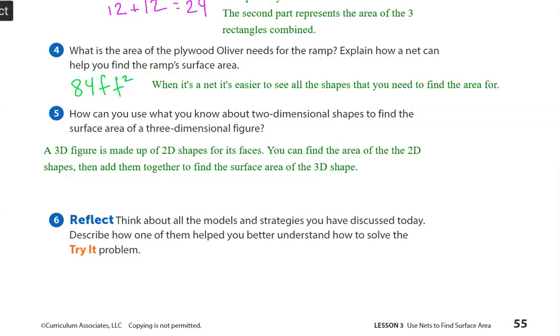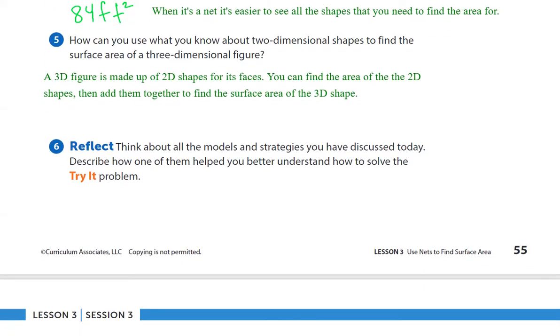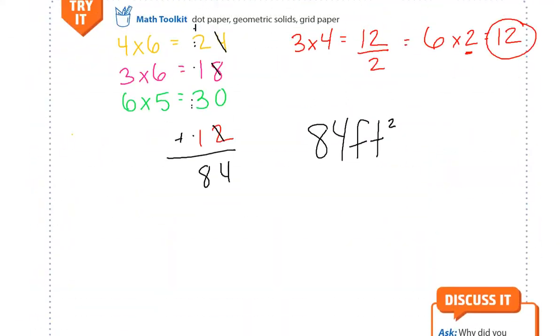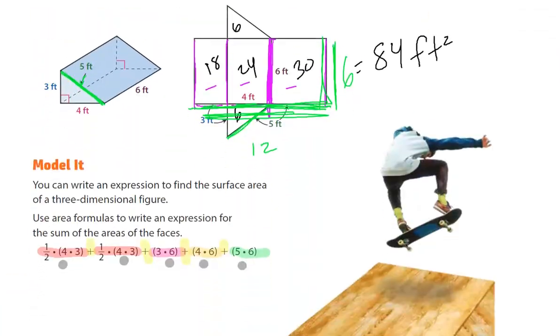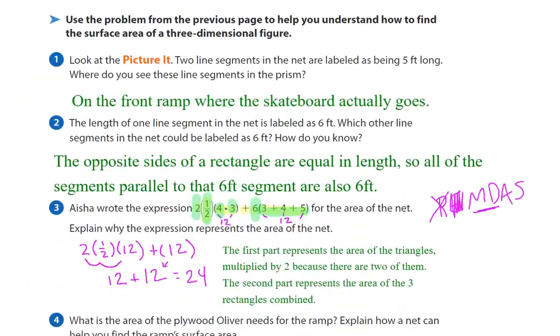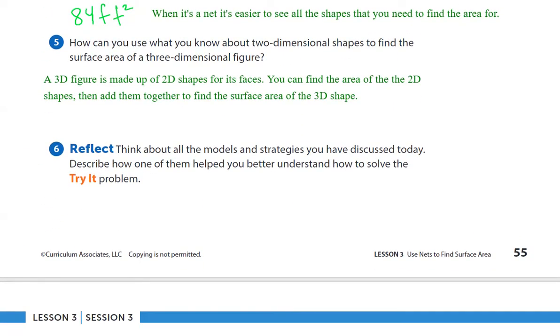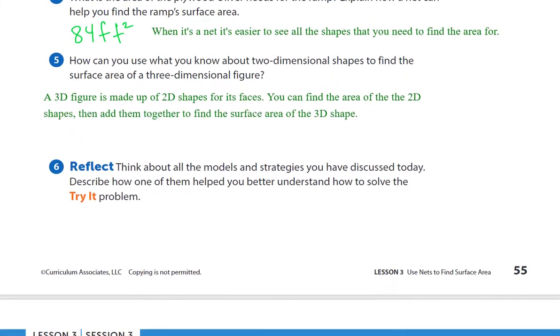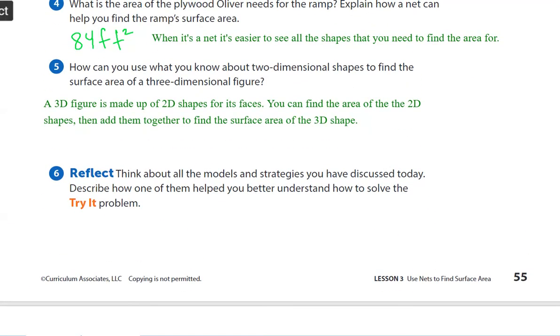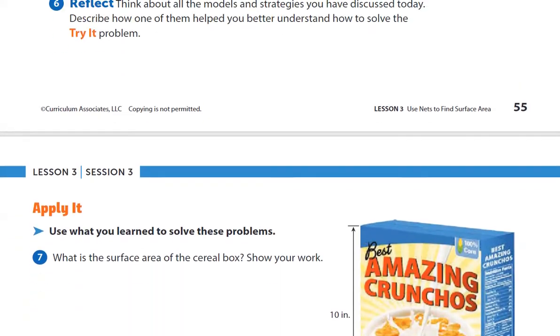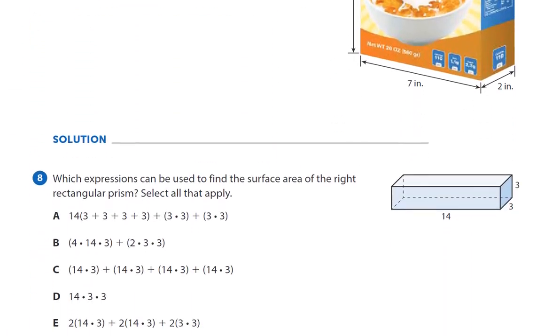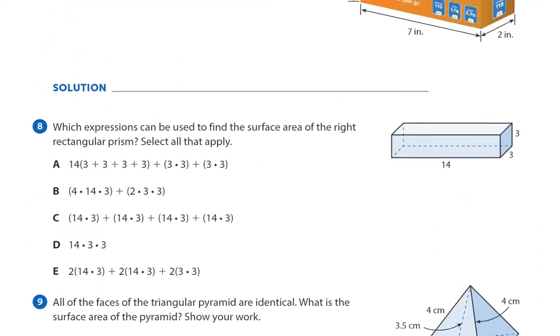Okay, and then this is for you to do the reflect. So think about all the models and strategies that we discussed today and describe how one of them helped you better understand how to solve Oliver's problem up here. So of all the things that we went through, which one thing helped you the most to solve Oliver's problem building his ramp? I want you to pause, answer that question, and then we will do our practice problems together. Okay, so you've answered number 6 there. Now we're going to do 7, 8, and 9 together, and then you've got your green pages to do.